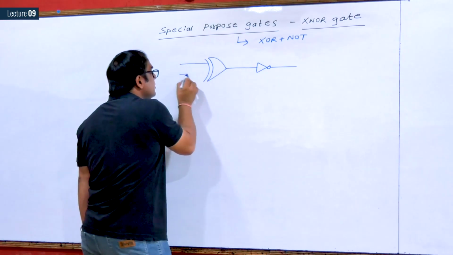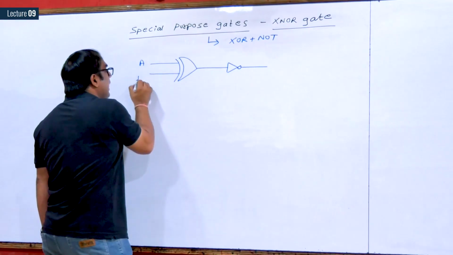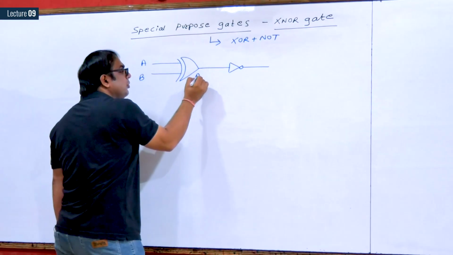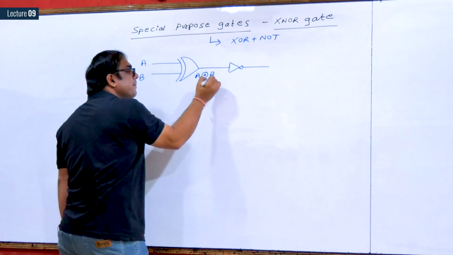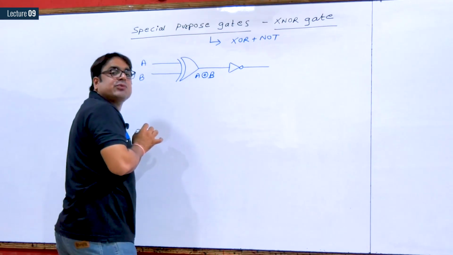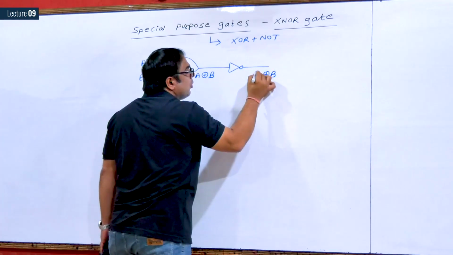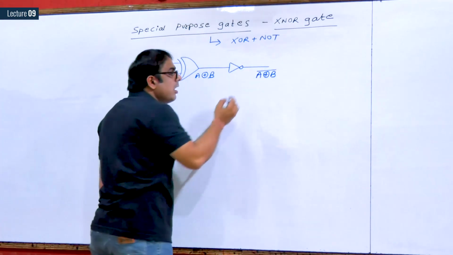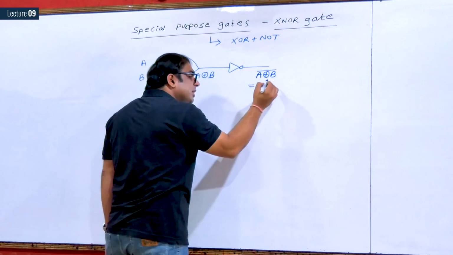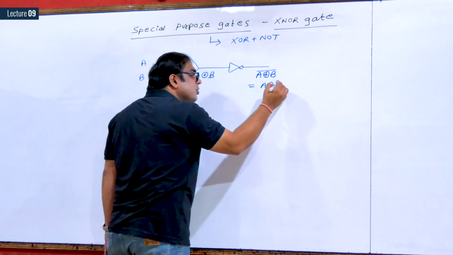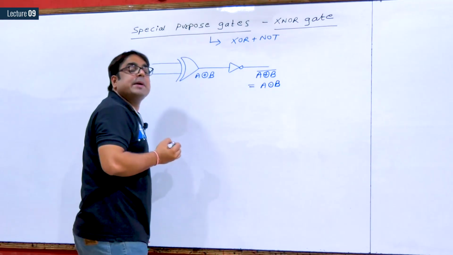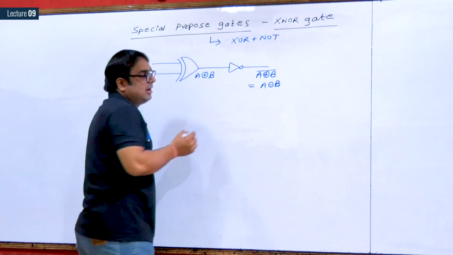XOR gate means inputs A and B. The XOR gate output is A XOR B. XOR gate followed by NOT gate, so A XOR B whole complement. The representation is A XNOR B. The complement of XOR is XNOR.